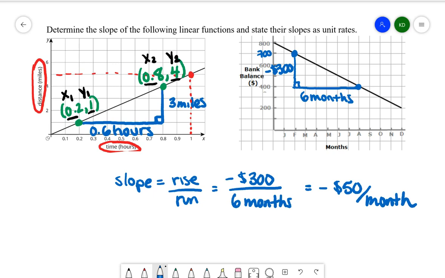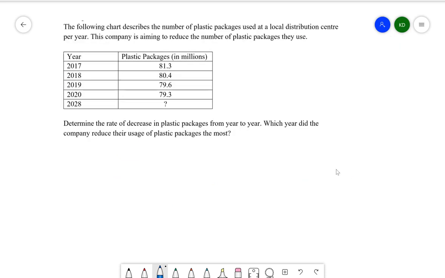Let's try a different example that maybe doesn't have a graph and looks a little bit different. The following chart describes the number of plastic packages used at a local distribution center per year. This company is aiming to reduce the number of plastic packages they use. Determine the rate of decrease in plastic packages from year to year. Which year did the company reduce their usage of plastic packages the most?